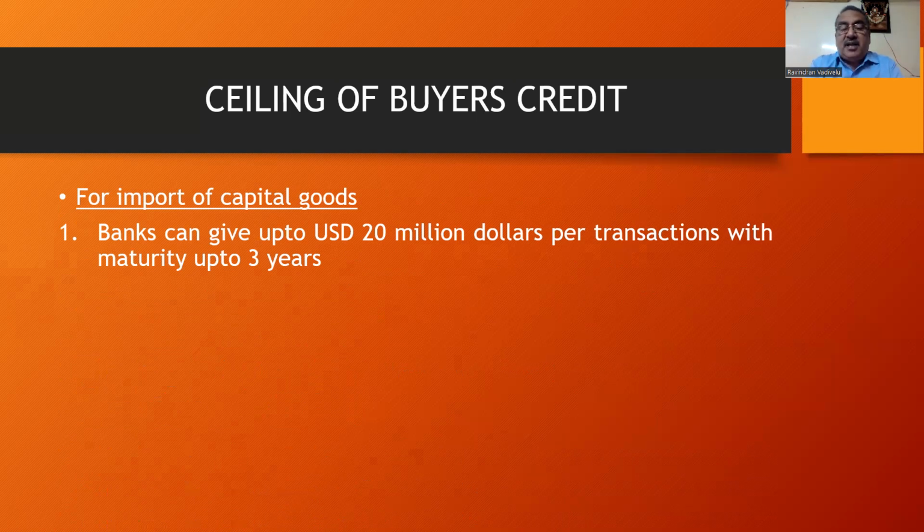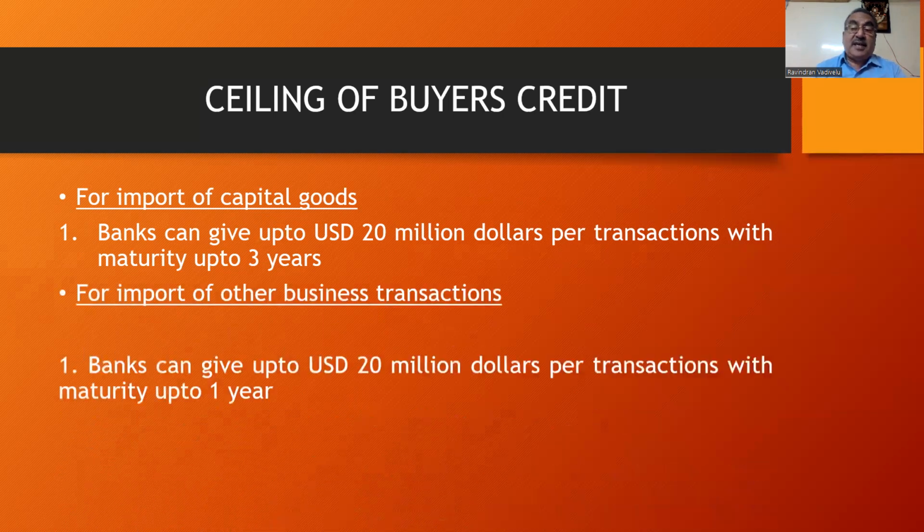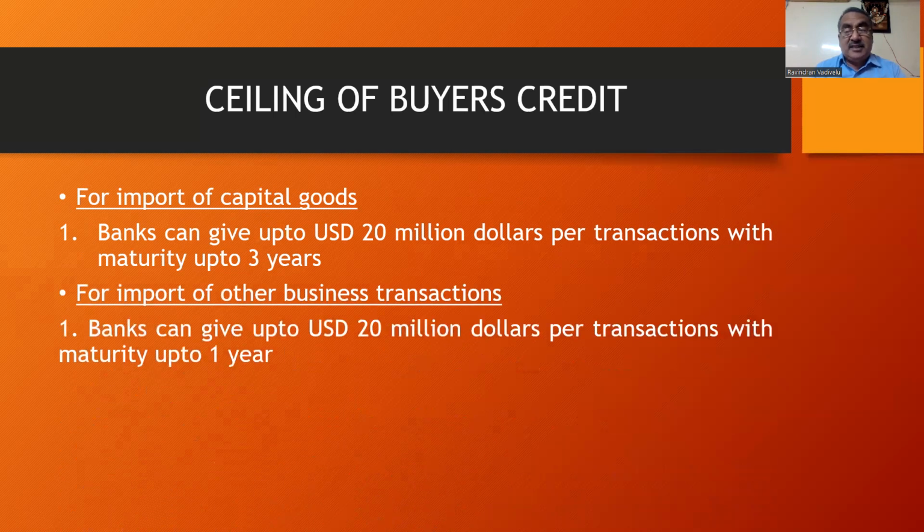All other banks have a ceiling of 20 million US dollars per transaction, with a maturity of 3 years. So you can avail a buyer's credit loan up to 3 years. For other business transactions other than capital goods, the banks can lend the same 20 million US dollars per transaction, and the maturity of the loan should be up to 1 year. So if you import capital goods, the period is 3 years. If you import other than capital goods, the buyer's credit can be extended for a period of 1 year per transaction.